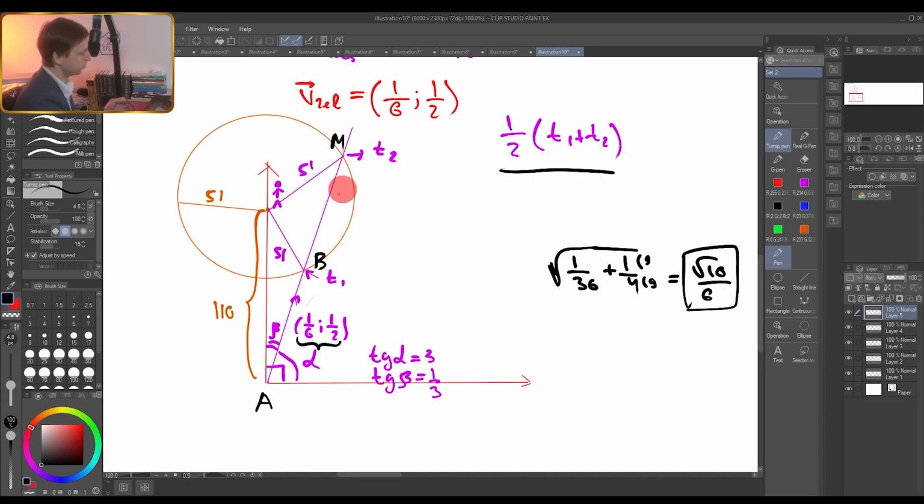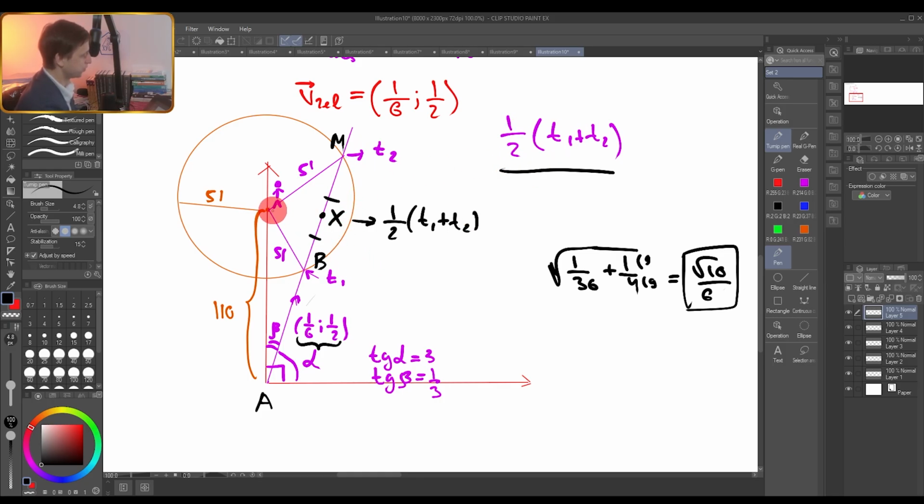So we need the time moment exactly in between these time moments. It means that at this time moment, the car will be exactly in between these 2 points. So it will be exactly in the middle of the chord MB. So it will be X, the position of the car, at the moment 1/2 times T1 plus T2, because this is in between.